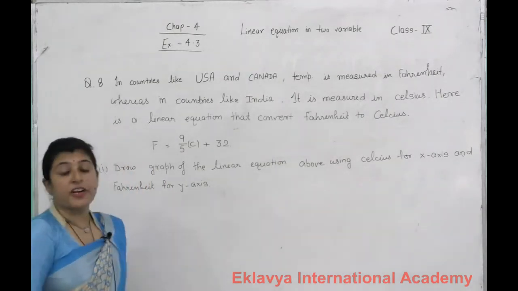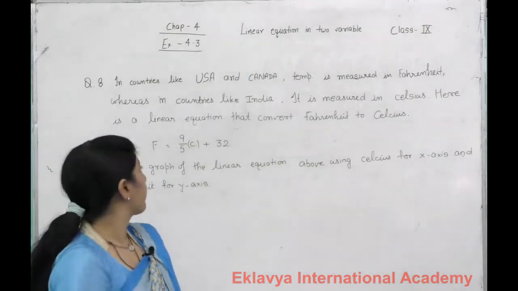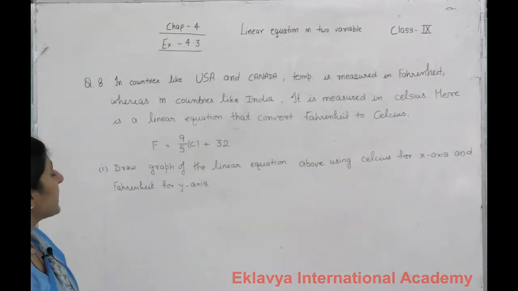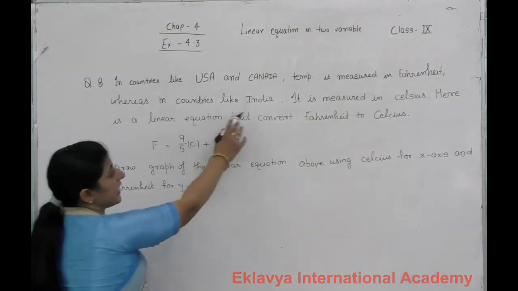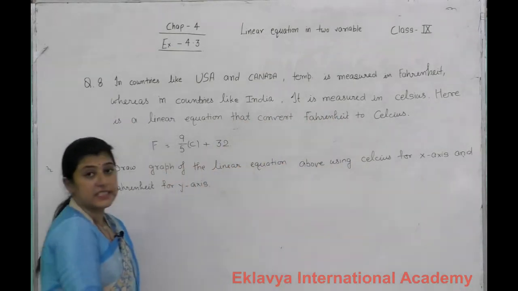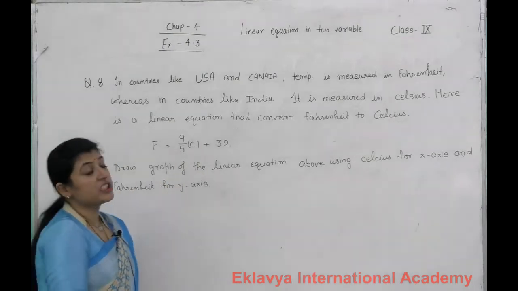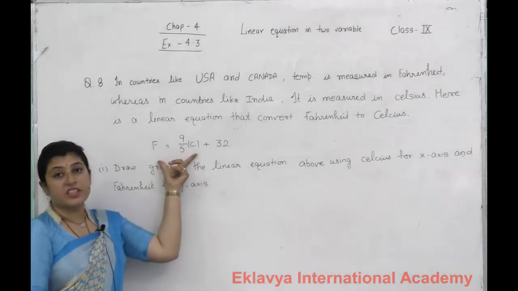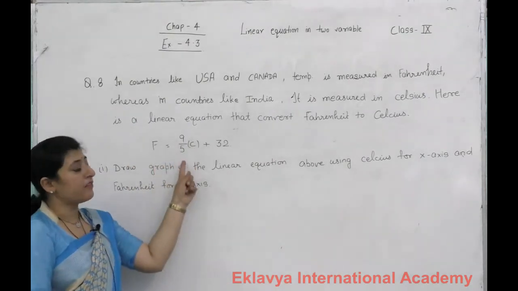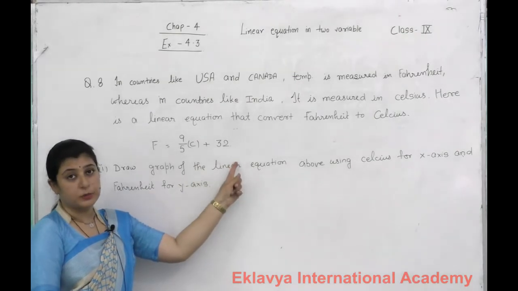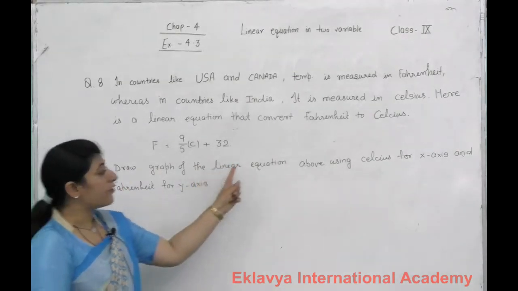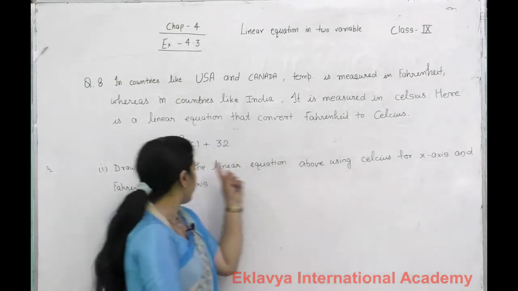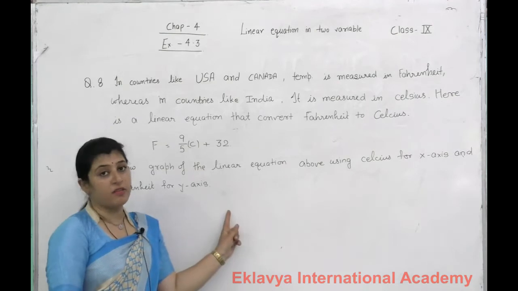Question number 8, your NCERT book. In countries like USA and Canada, temperature is measured in Fahrenheit, whereas in countries like India it is measured in Celsius. Here is a linear equation that converts Fahrenheit to Celsius: F is equal to 9 by 5 C plus 32. Draw the graph of the linear equation above using Celsius for x-axis and Fahrenheit for y-axis.